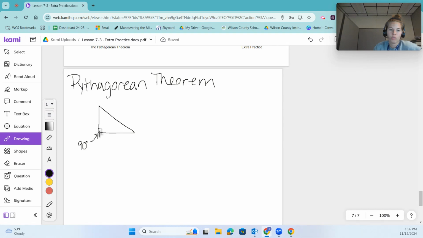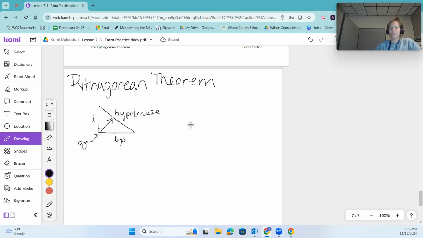So the two sides that are attached to the 90-degree angle are called legs, and the side that is across from the 90-degree angle is called the hypotenuse. The legs are the two short sides, the hypotenuse is the longest side, and again, it's directly across from the 90-degree angle.